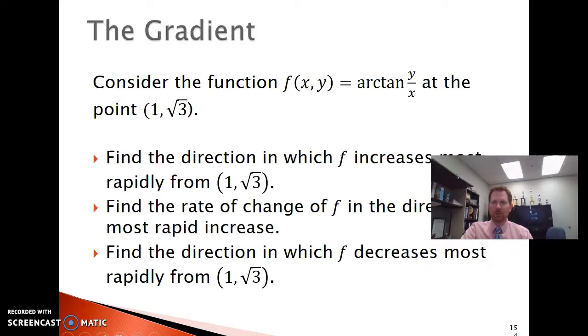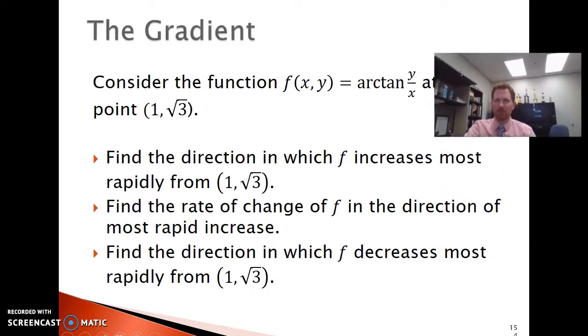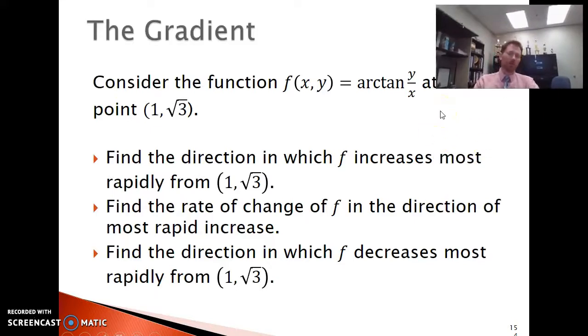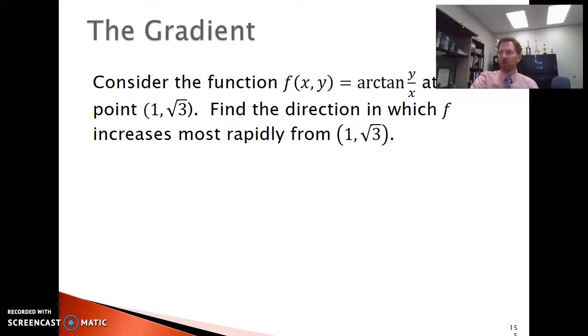So let's see if we can solve some problems dealing with this aspect of the gradient. We're going to look at the function f(x,y) equals the arctangent of y over x at the point (1, square root of 3). We want to find three things: the direction in which f increases most rapidly away from that point, then the rate of change of f in the direction of that most rapid increase, and then also the direction in which f decreases most rapidly away from the point (1, square root of 3). So we'll tackle them one at a time.